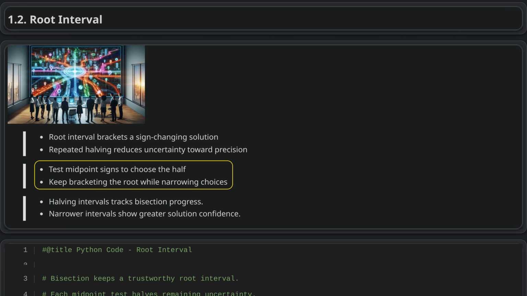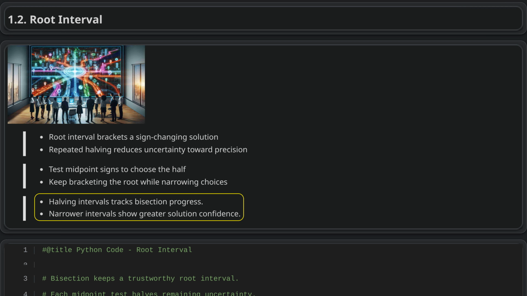To update a root interval, test the function at the midpoint and compare its sign with the signs at the endpoints. Keep the half where the sign changes, moving the opposite endpoint to the midpoint. This preserves an interval that contains the root while cutting the search range in half, as in engineering problems where midpoint tests help narrow possible solutions.